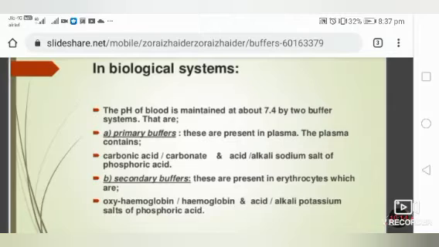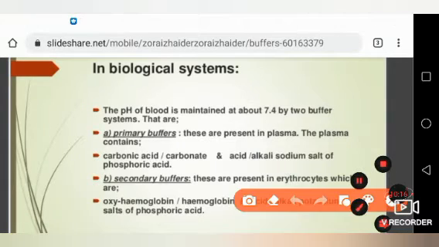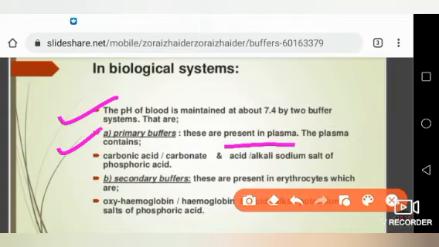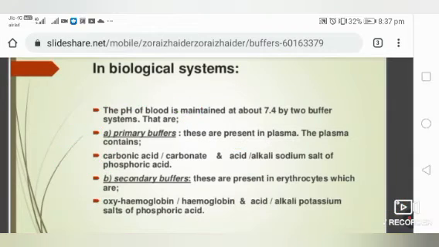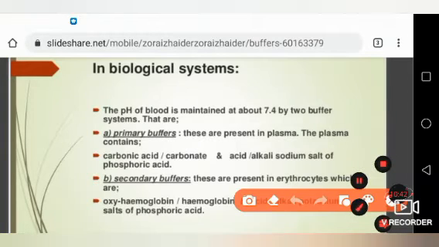The pH of blood is maintained at 7.4 by two buffer systems. The primary buffer is present in plasma. The plasma contains carbonic acid and carbonate, and acid and alkali sodium salt of phosphoric acid, which maintain the blood's pH range. The secondary buffer is present in erythrocytes, which are oxyhemoglobin and hemoglobin and acid alkali potassium salt of phosphoric acid. Okay, so it is a very important question.